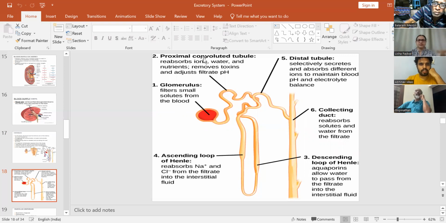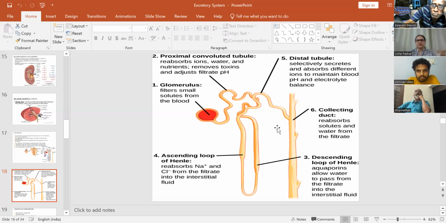Proximal convoluted tubule reabsorbs the ions, water, and nutrients, removes toxins and adjusts the filtrate pH. What's happening here? The filter is there. From here, whatever is filtered is coming to the tube. Here, the reabsorption takes place in the proximal.